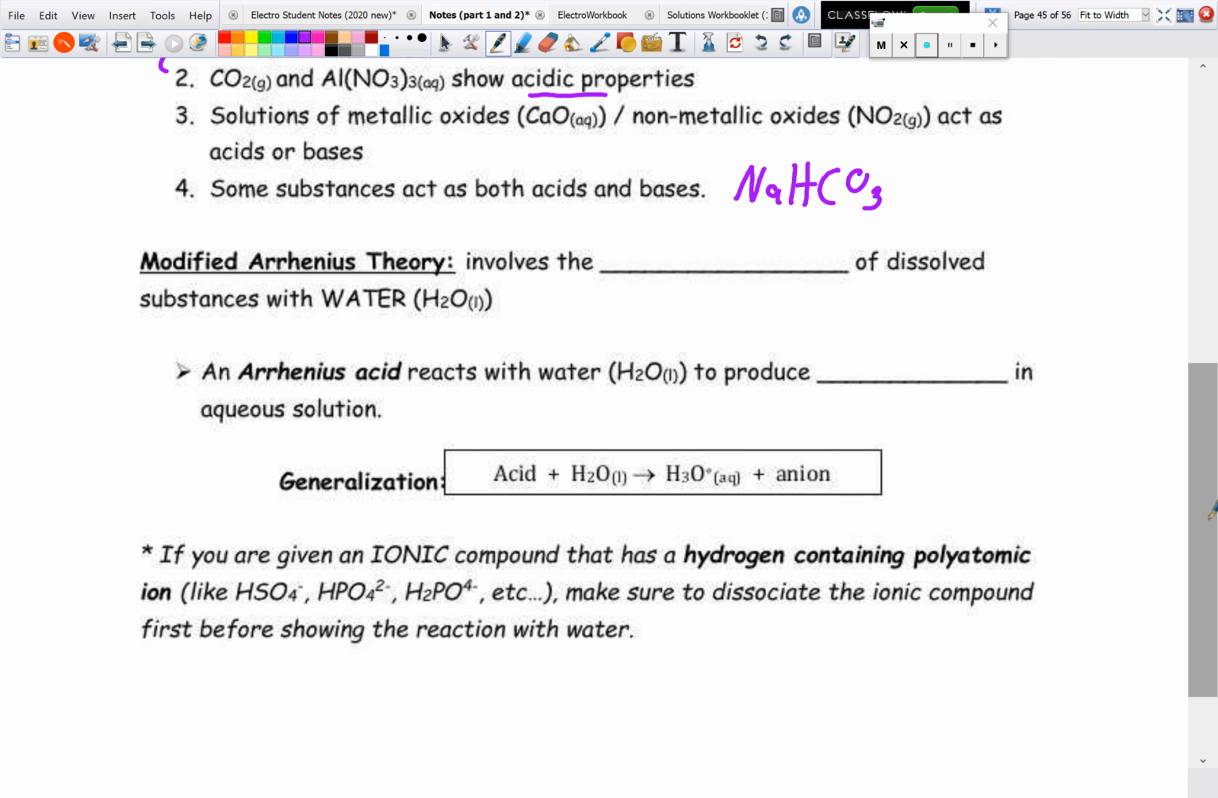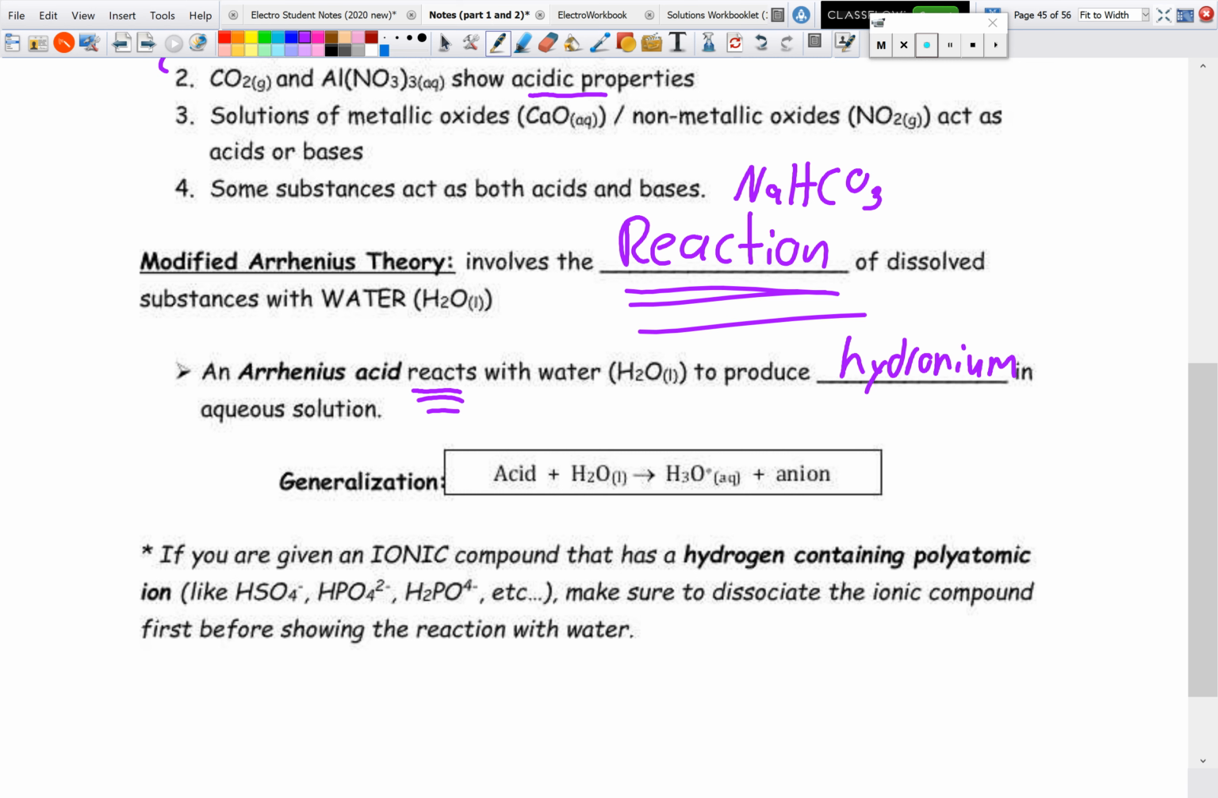Now, our modified Arrhenius theory is going to involve the reaction. Major keyword difference here, because before it was either an ionization or dissociation. Our modified Arrhenius theory involves a reaction of dissolved substances with water. So an Arrhenius acid, our new definition, is going to react with water to produce hydronium in aqueous solution. So our new generalization is our acid plus water produces H3O+ and an anion. So this should be H3O+ here. That's not really that clear.